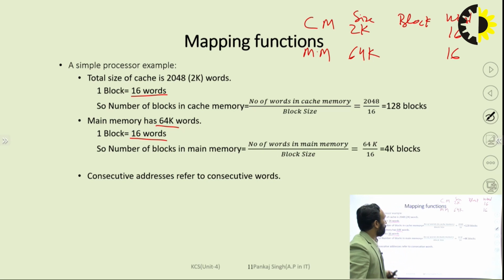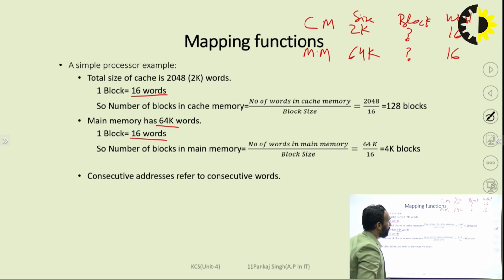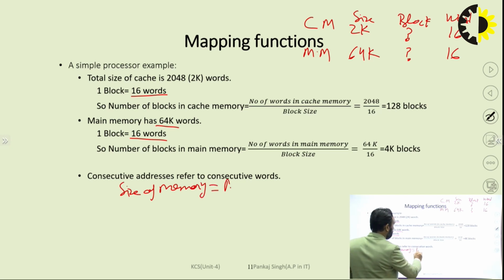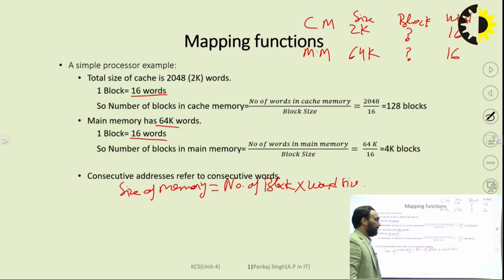Here is a basic formula to find the next value or the remaining value. We have a question mark over these values, so we use a simple formula here: size of memory equals number of blocks into word size. Very simple.